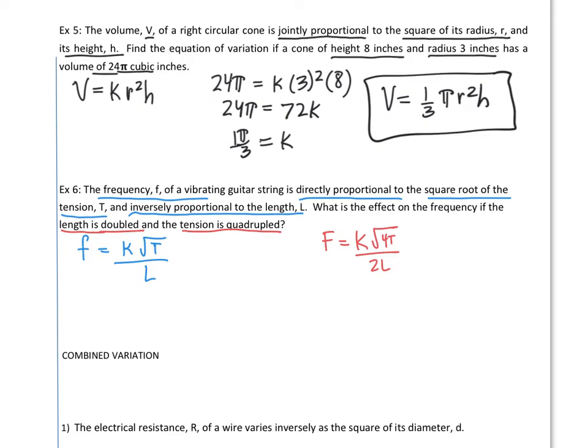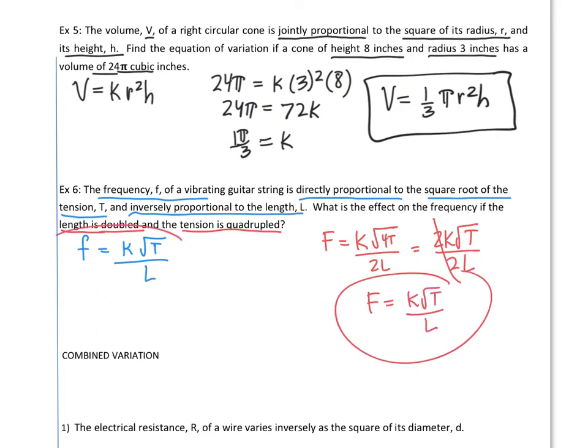Well, can I simplify that at all? Oh yeah, square root of 4, isn't that just 2? So this would be 2K square root of T over 2L. Well, those 2's cancel out. So I'm left with just K square root of T over L. Well, that's the same exact thing that I started with. So there would be no change. No change at all. It remains the same. Well, that's interesting. All right, so let's look at the next one.